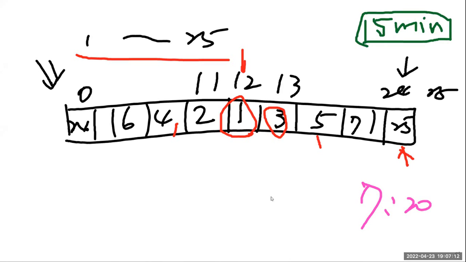Is it 0 to 25 or 1 to 25? Any question? 1 to 25. You have 25 elements, so it will be 1 to 25. Right? Is that okay? Yeah.